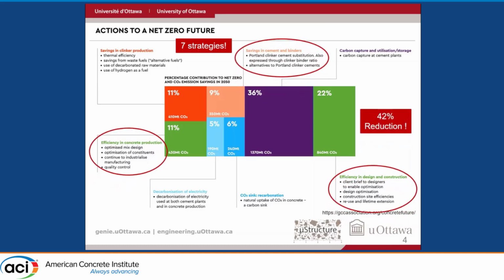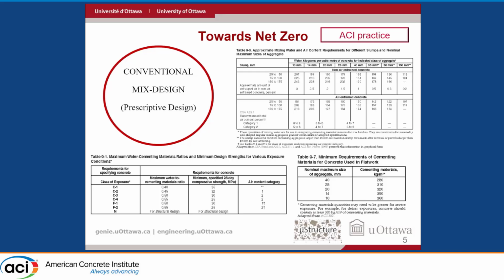So in this work, what we are going to try to show is that through selection of raw materials and better mix proportioning, we can tackle 3 of them: efficiency in concrete production, cement and binders, and finally construction, because construction depends on the fresh state properties for application and so on. We can tackle about a 42% reduction if we work properly.